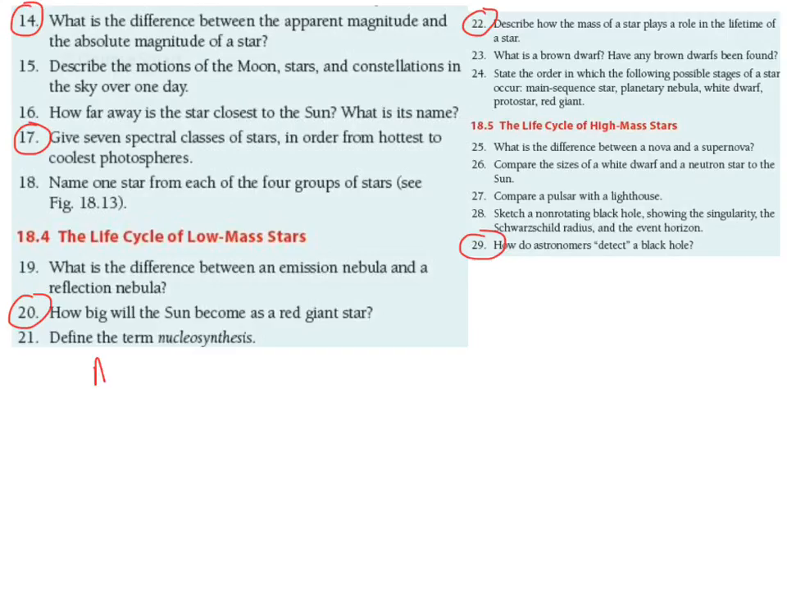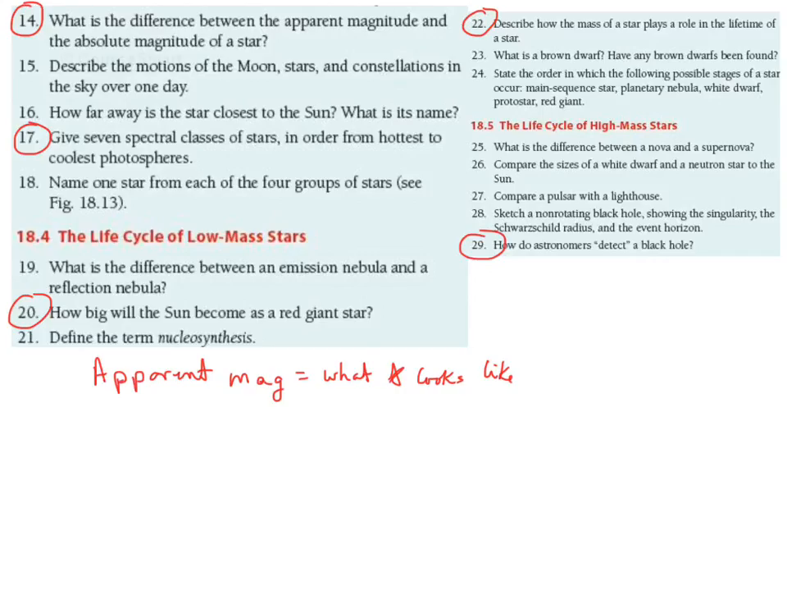Apparent magnitude, I'll just put MAG for magnitude. That's how bright it appears. That's what the star looks like. One of the things we talked about is that as the star shines, the farther away it is, the more dilute the light is.